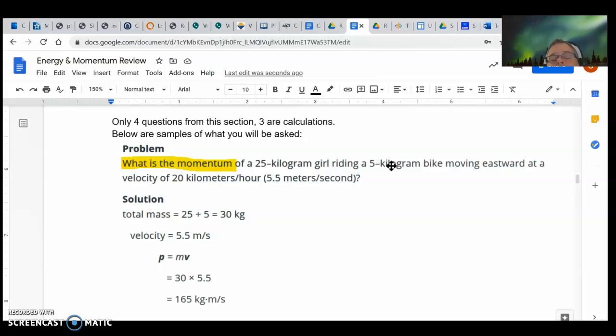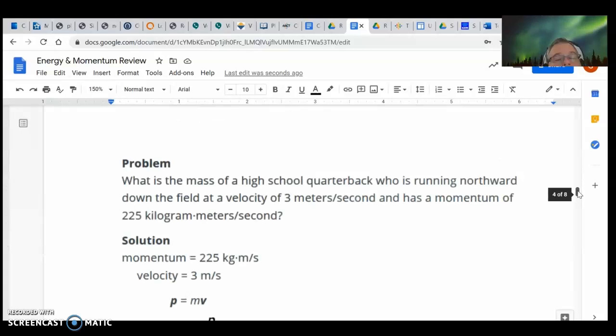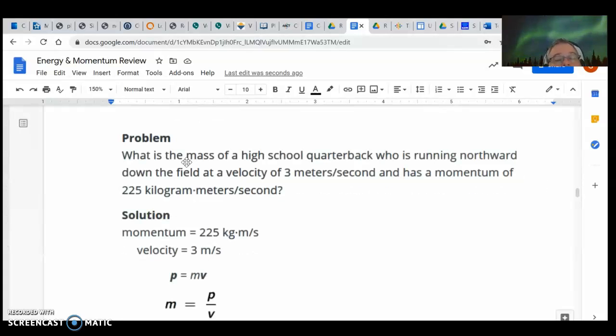I think there is one question like that on the test. You're able to add up your masses. Don't forget that. So don't forget to look it over. Be careful. Then the next problem is going to ask you to find the mass.